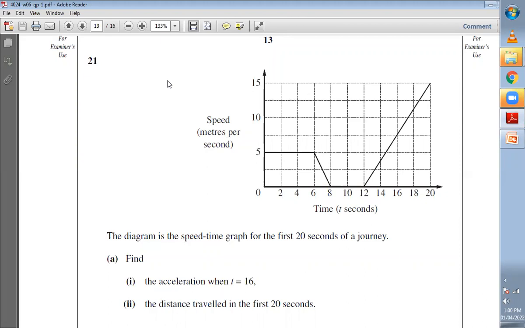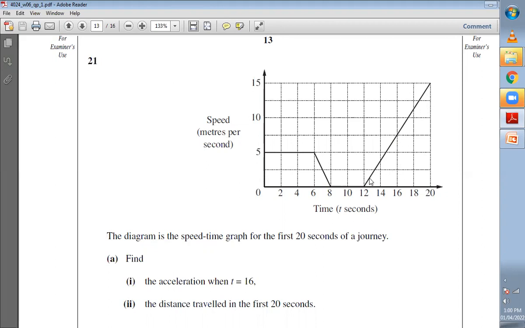The diagram is the speed time graph for the first 20 seconds of a journey. Find the acceleration when the t is 60 seconds. So he wants you to find out when the time is 60 seconds here, what is the acceleration? Here you can see this speed time graph is a straight line. It has a constant gradient.